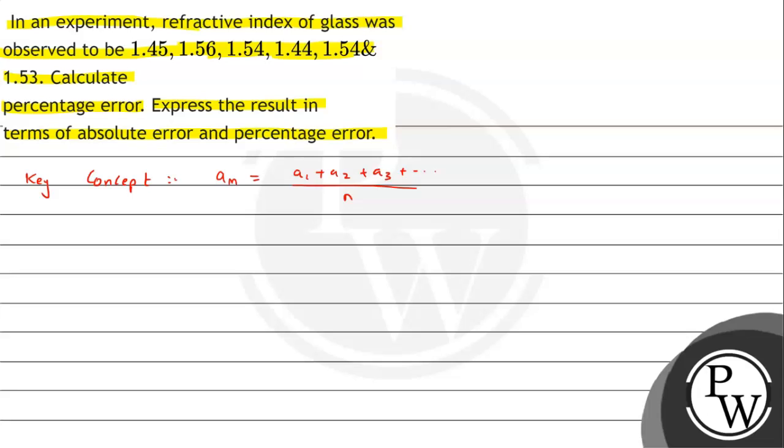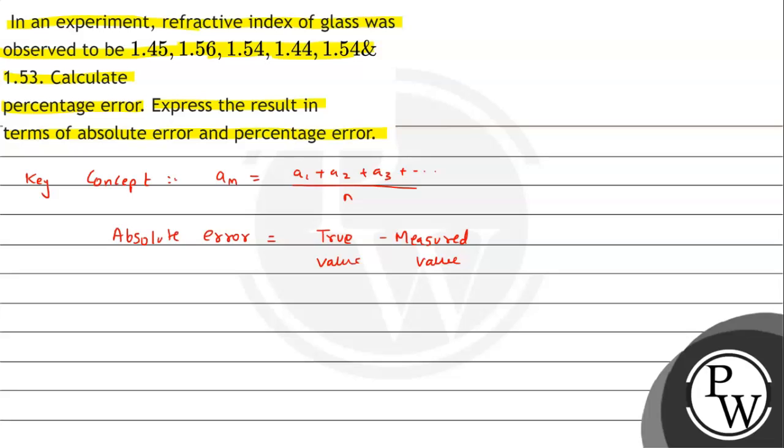ठीक है. In order to calculate the absolute error, actually होता क्या है? Absolute error is the difference between true value minus measured value, right? So true value minus measured value, ठीक है ना? So this is what the absolute error is.